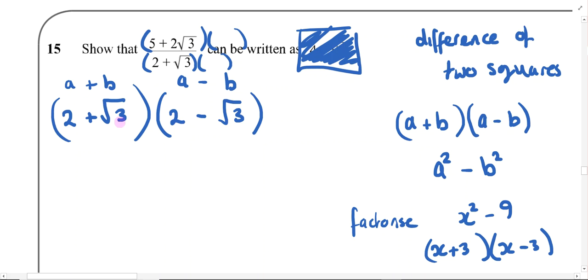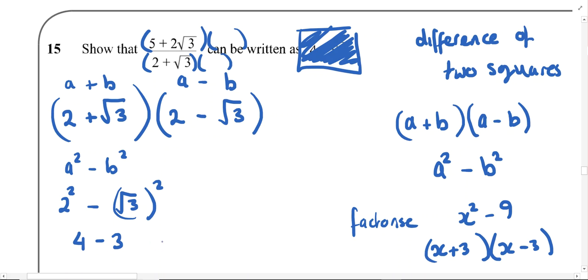You can multiply out these brackets if you like, but actually we now understand that if you multiply out brackets like these, you end up with a squared minus b squared. That gives me 2 squared minus root 3 squared, which is 4 minus 3, which is 1. So my denominator now becomes 1.